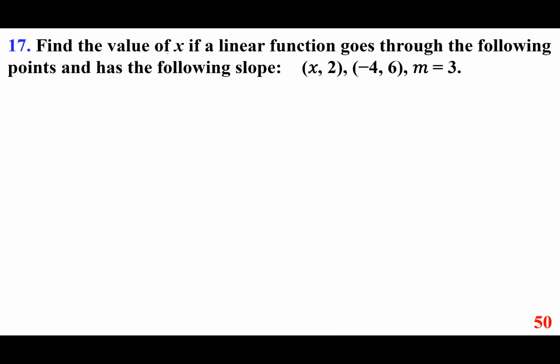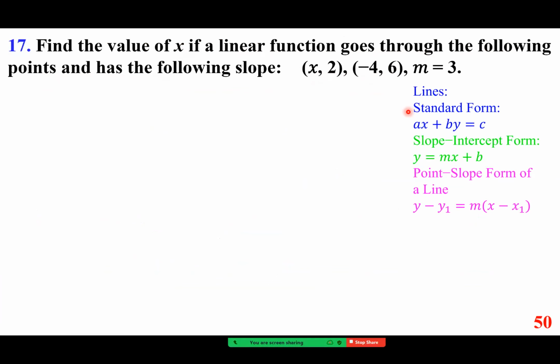All right, find the value of x if a linear function goes through the following points and has the following slope. So find the slope, y sub 2 minus y sub 1 over x sub 2 minus x sub 1. That's really the bottom line. So reminding everybody that standard form was ax plus by equals c, slope intercept form y equals mx plus b, and point slope y minus y1 equals m times x minus x sub 1.